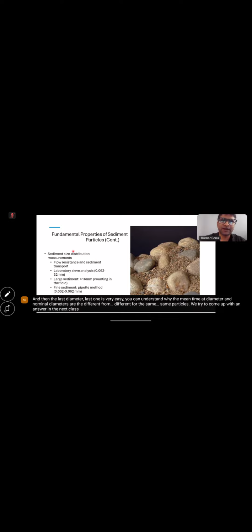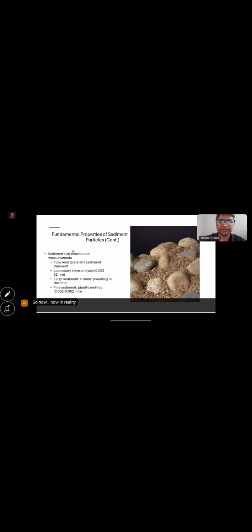Now, in reality, generally we don't have a single sediment. We have a bulk of sediment, so we can see the examples here. That's why we have to understand the total distributions. If I ask you what is the general size or mean size of this whole sediment sample, none of you are able to answer because you only know how to measure single particles. So we need to do the distribution.